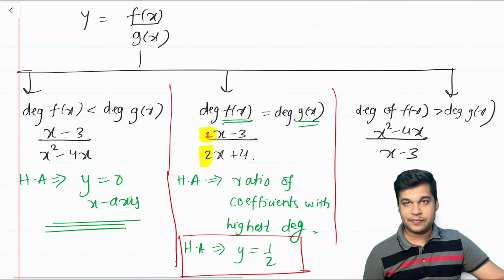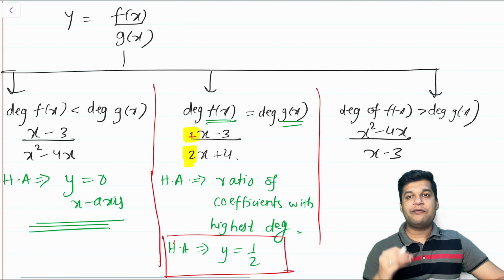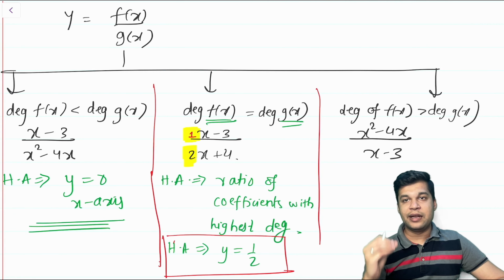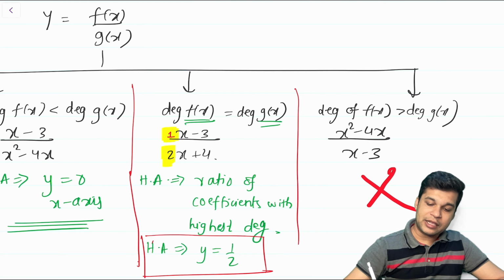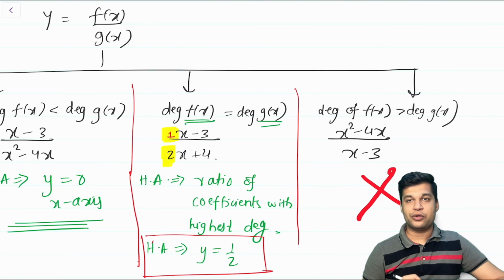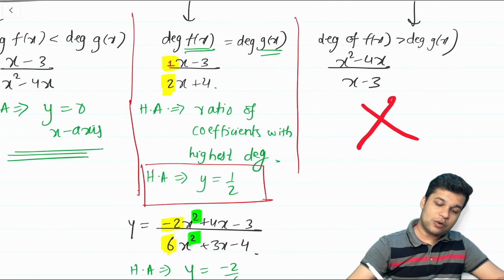Now the third case. If the degree of f(x) is greater than the degree of g(x), in this case, you do not get any horizontal asymptote. What do you get? You get an oblique asymptote.